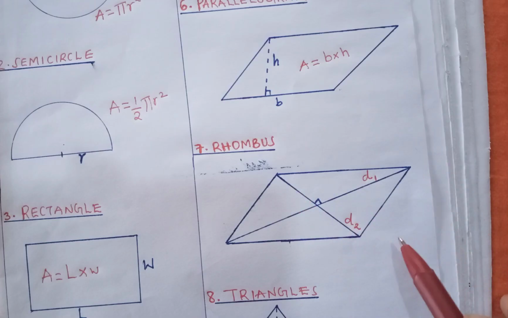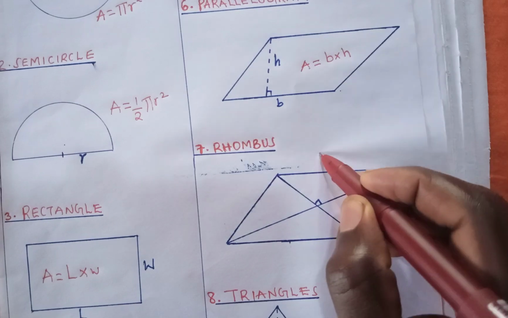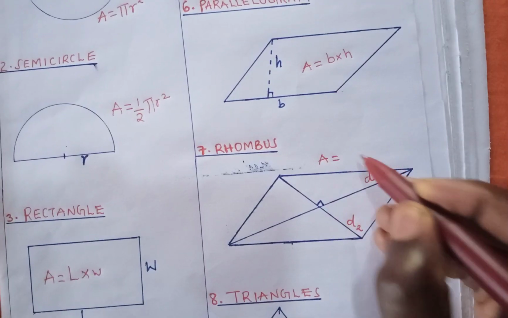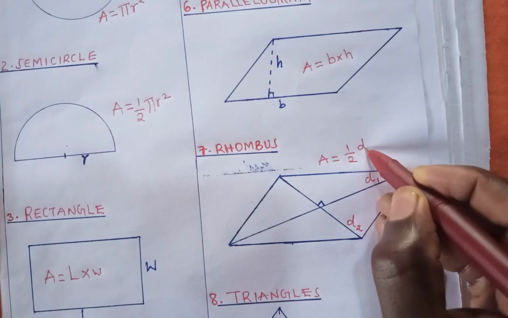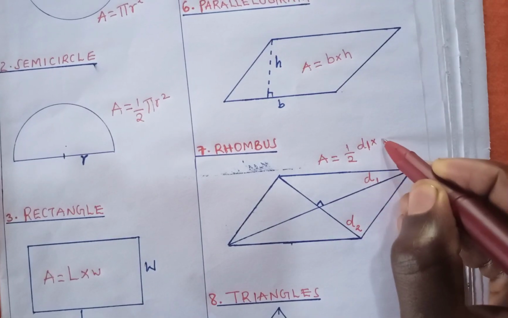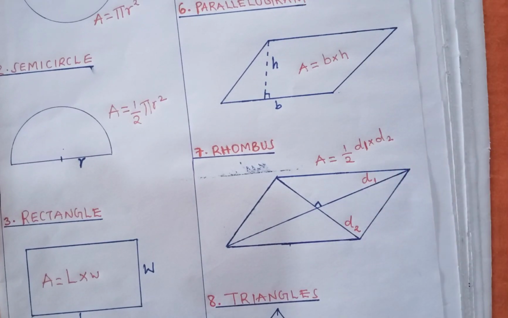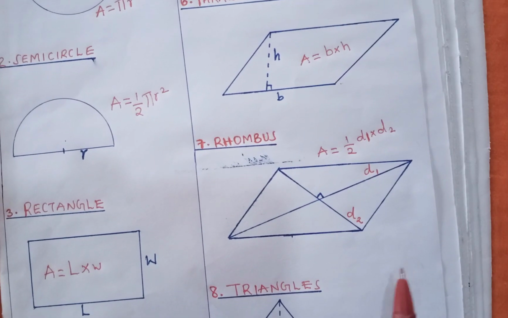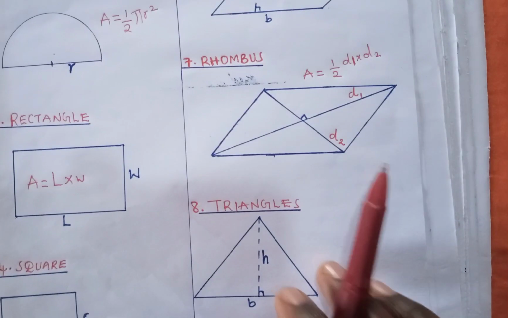So for the area of the rhombus, we are going to say that the area is in fact a half of D1 times D2. If you get the product of the diagonals and divide that by 2, you're going to get the area of the rhombus. The next thing we are going to look at is triangles.